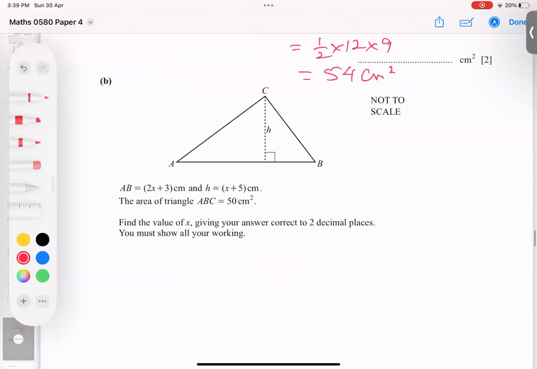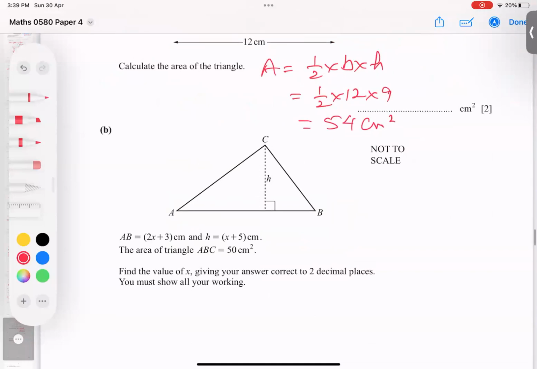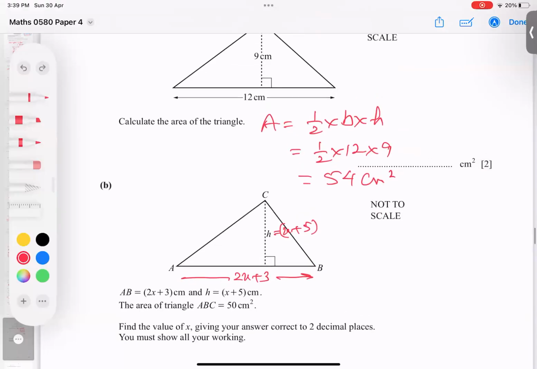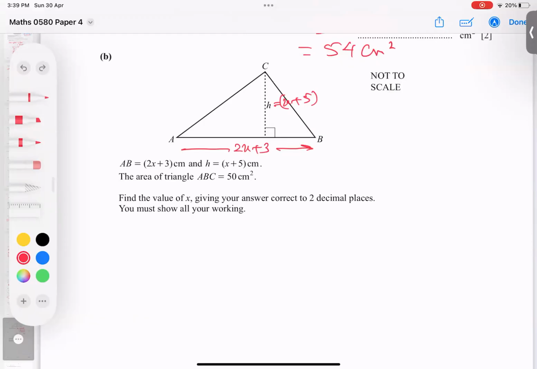And what is this technique? He said this base AB is given as 2x plus 3, and height is given as x plus 5. And area of triangle is 50. So he's saying find the x value, and area of triangle is 50.